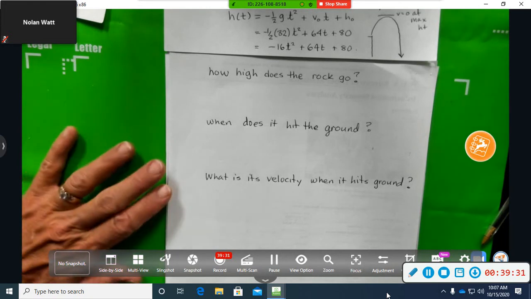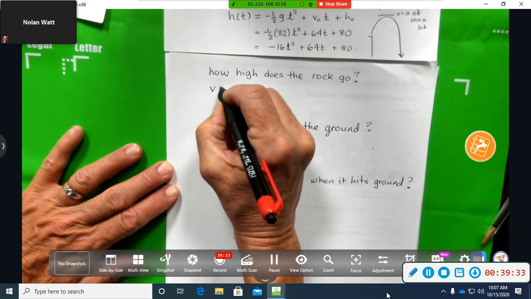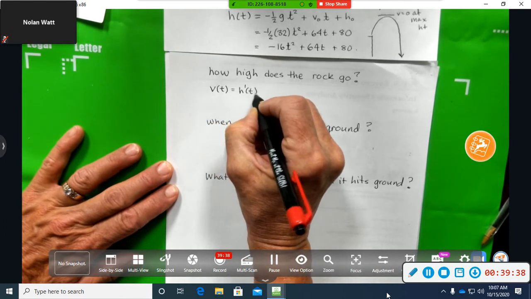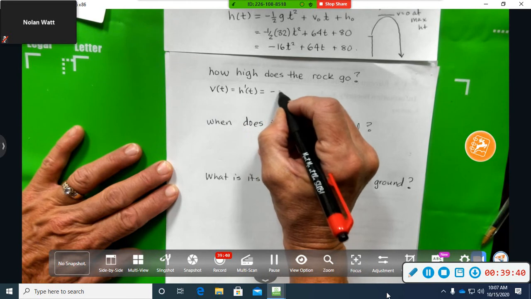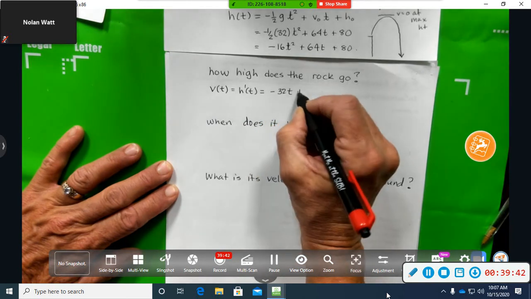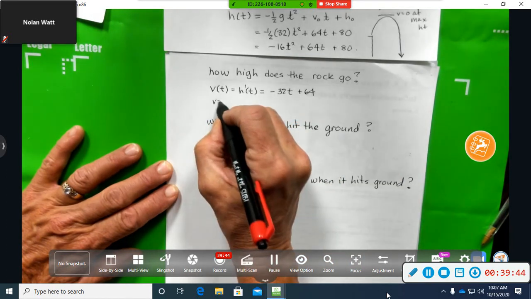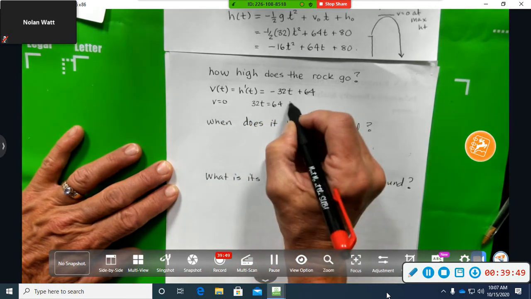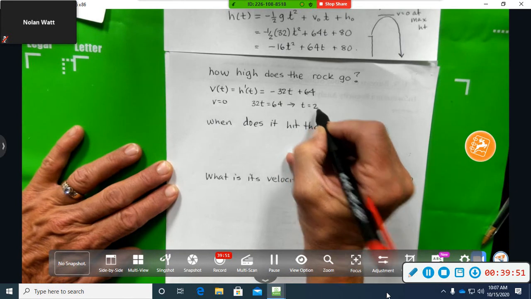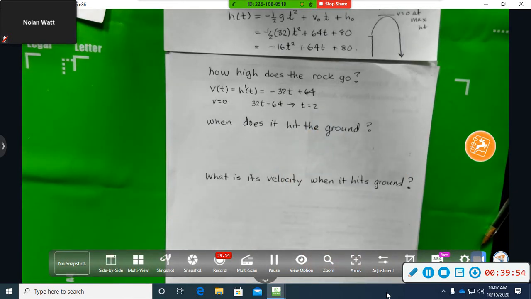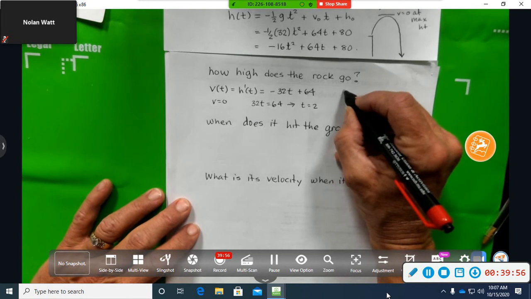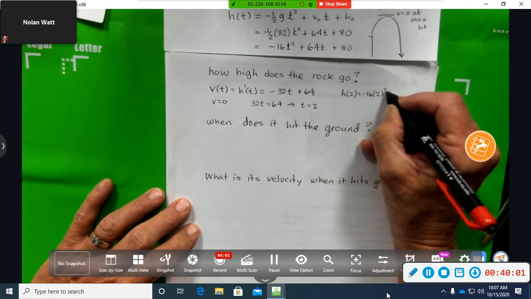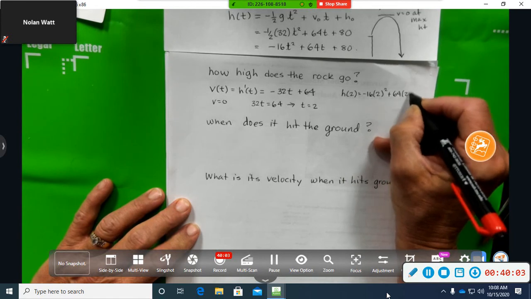Check up with you. Velocity is the first derivative of the height, whether I call it S or H, who cares. So negative 32t plus 64. Velocity is 0 when 32t is equal to 64, and so that's at t is 2. Then we need the height at t is 2. H of 2 is negative 16 times 2 squared plus 64 times 2 plus 80.